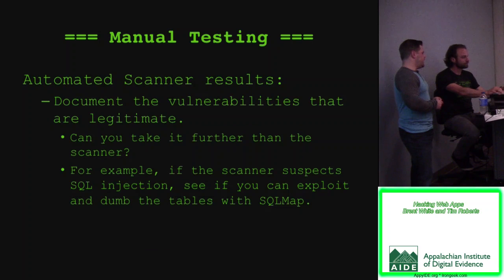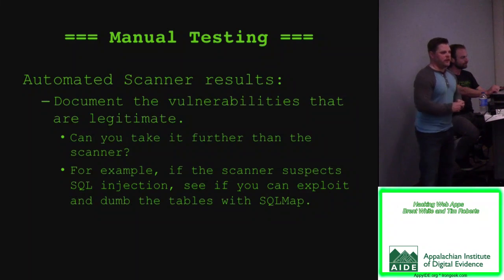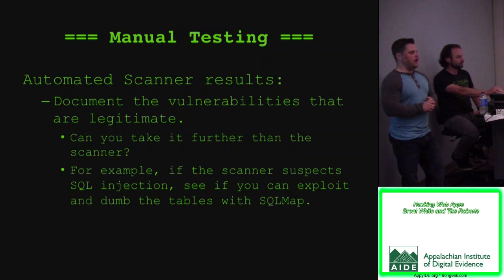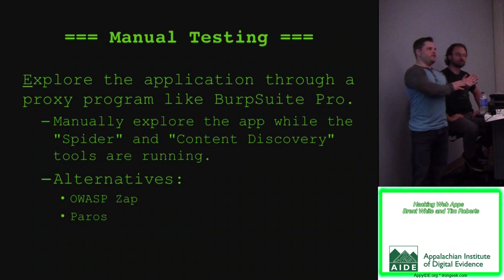Then again, just tying up on the automated stuff, document once you go through and you're doing your false positive verification. When you do find things that are actually valid, make sure that you document all the things that are legitimate, so you can tell the client, here is what was found.